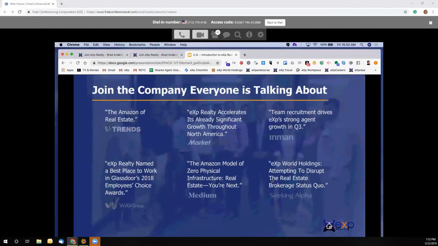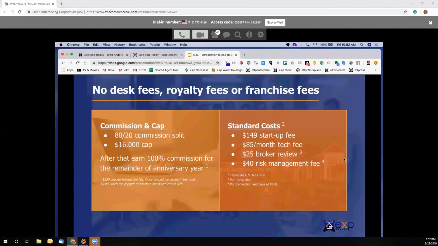So what I would say is continue your due diligence, and let me just break down the numbers so everybody can walk out of here with this slide or a copy of these slides and know exactly how much it costs, exactly how much money you're going to make, and exactly how the finances work at eXp Realty. Number one, we're not a franchise. No desk fee, no royalty fee, no franchise fee, no junk fee, no garbage fees. This is all we have. Everybody starts in a commission of 80-20 split. That's it.